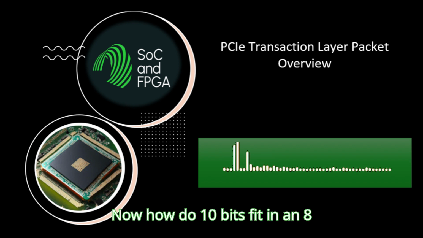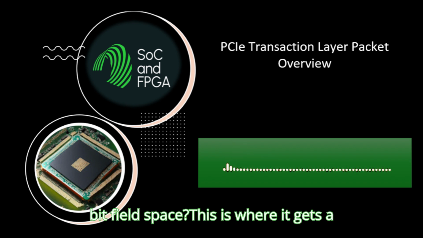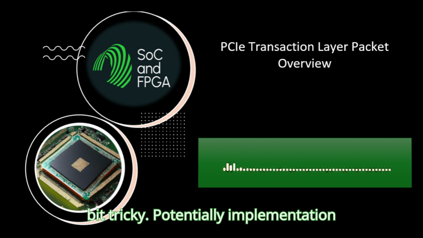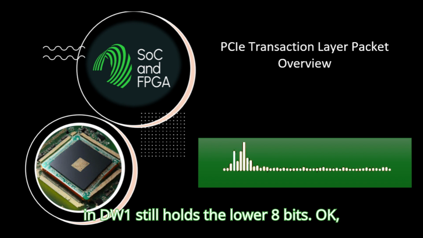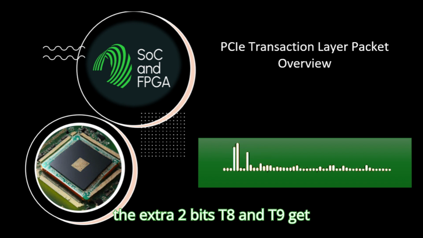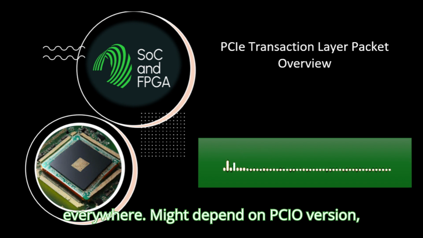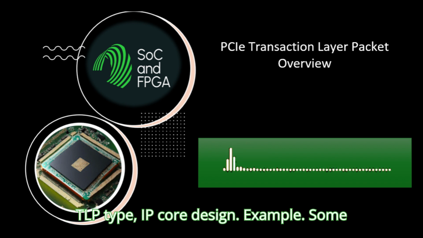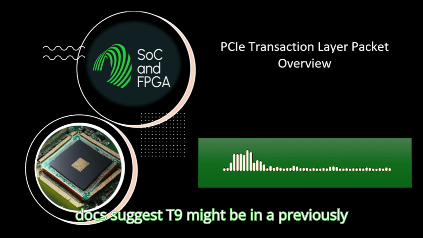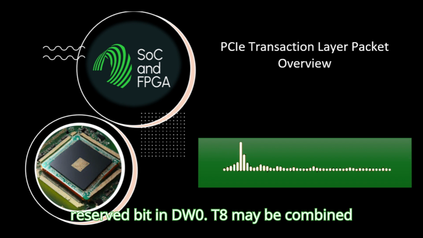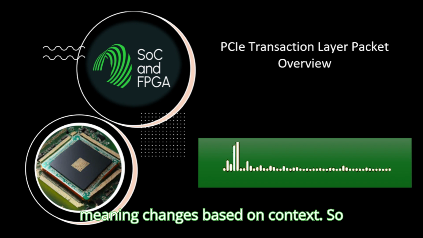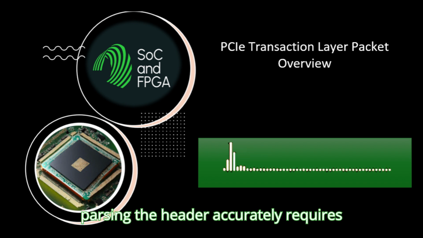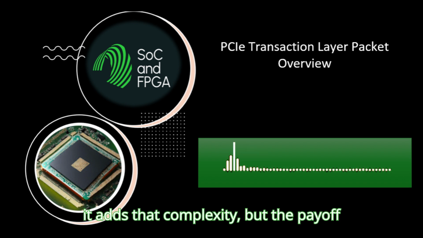Now, how do 10 bits fit in an 8-bit field space? This is where it gets a bit tricky, potentially implementation dependent. The original 8-bit tag field in DW1 still holds the lower 8 bits. Okay. The extra 2 bits, T8 and T9, get incorporated when 10-bit is enabled. Their exact location isn't fixed everywhere, might depend on PCIe version, TLP type, IP core design. For example, some docs suggest T9 might be in a previously reserved bit in DW0, T8 may be combined with a control bit elsewhere. They might sort of overlay existing bits whose meaning changes based on context. So parsing the header accurately requires knowing if 10-bit tags are active. Yes, it adds that complexity.